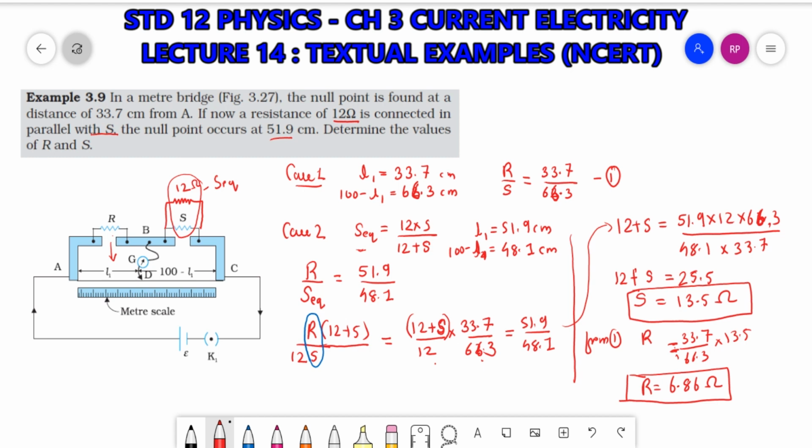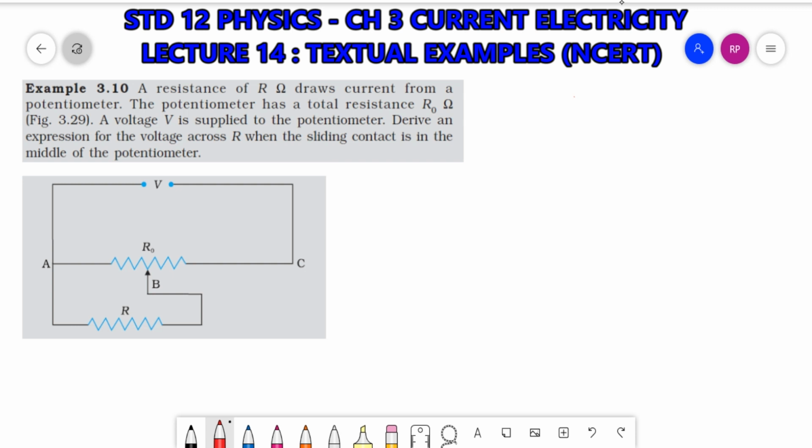Now let's move to the next, that is 3.10, the last example of this chapter. 3.10: a resistance of R ohm draws current from the potentiometer. The potentiometer has a total resistance of R0 ohm. Voltage V is supplied to the potentiometer. Derive an expression for the voltage across R. You have to find out the voltage across R.